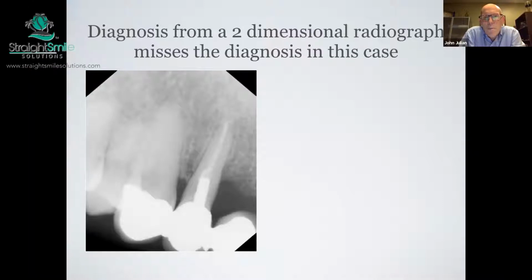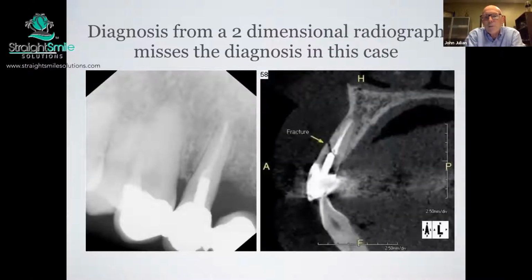The problem is we miss a lot of diagnoses. In this case, nothing is evident, and if the patient comes in with absolutely no symptoms, what we're going to do is miss the fact that he has a fractured tooth.